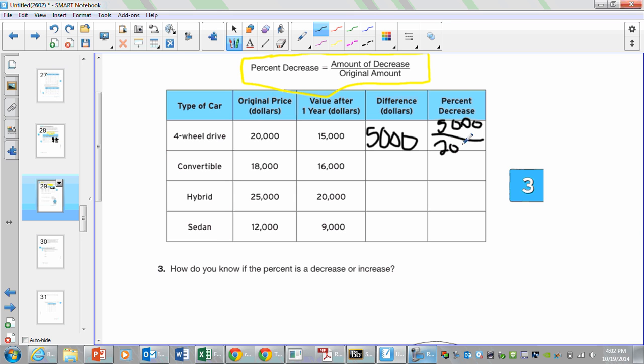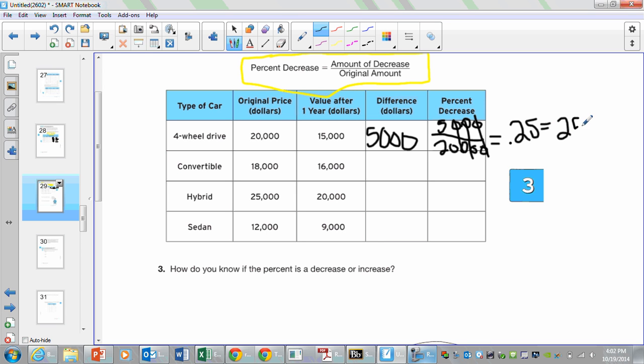And then you're going to go ahead and divide that. I don't care if you do it in your head or if you use your calculator. If you want to do it in your head, cross off all the zeros, you're then going to have 5/20, which is 0.25. And again, remember, they do not want it as a decimal, they want it as a percent. So we're going to set this equal to 25%.